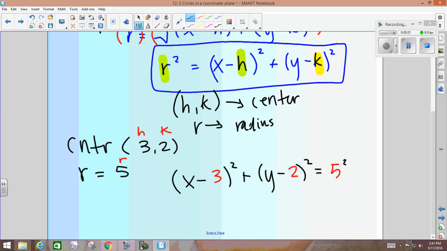You're not going to do anything else here. I can't subtract 3 from x. You don't substitute or distribute that 2 in. You just leave it. So it's just x minus 3 squared. Same with the y value. Can't do anything more with that.